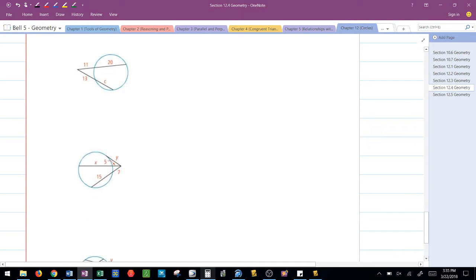All right? Scenario number 2, vertex out. Okay, this one I've got to think a little bit more. It's a secant scenario. So I know that I'm going to take the measurement to the circle, 11, times the measurement to the other side of the circle, which would be 11 plus 20. And that has to be equal to the measure to the circle, 13, times the measure to the other side of the circle, which I'm going to say is C. So I'm going to take 13 plus C.